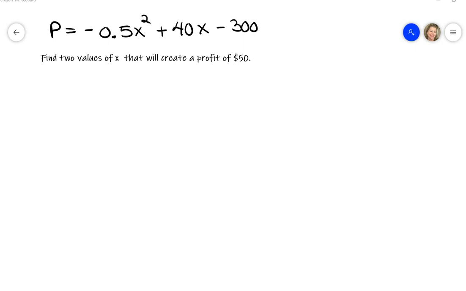Okay, I'm going to take it one step further. Here's my profit function that I came up with in the previous video. And let's say they ask me, find two values of X that will create a profit of $50. Now, keep in mind, my profit is right here. And they're saying that we'll create a profit of $50. That means I have to take this $50 and plug it in right here.